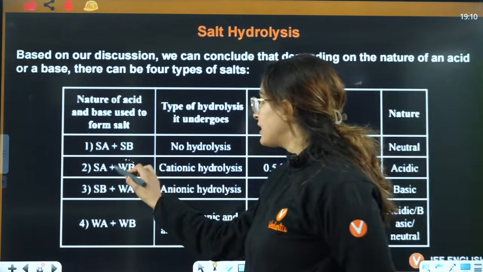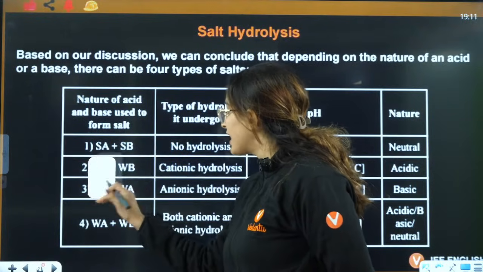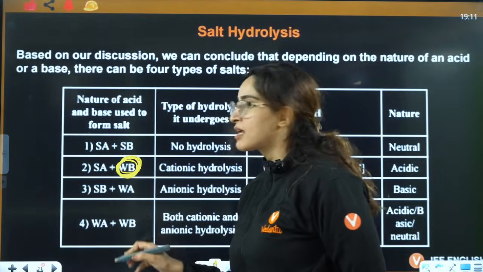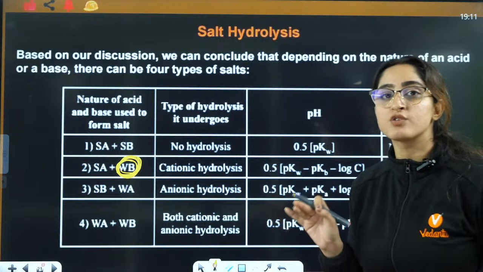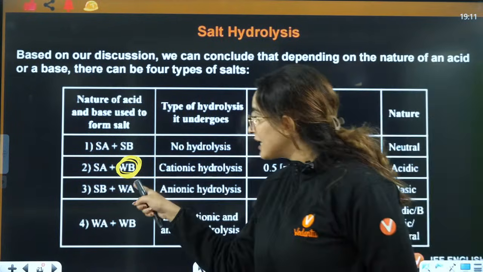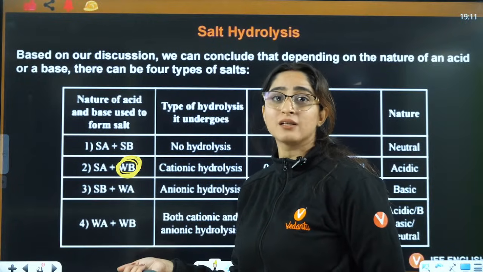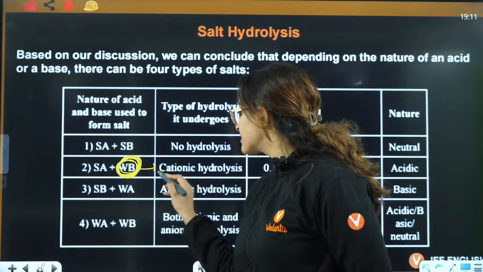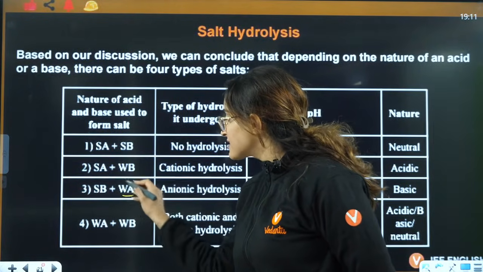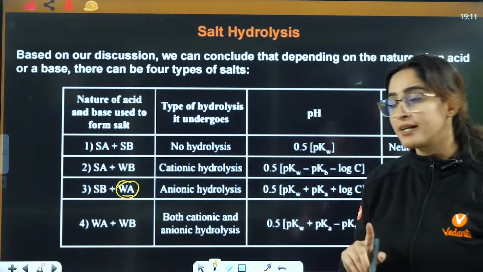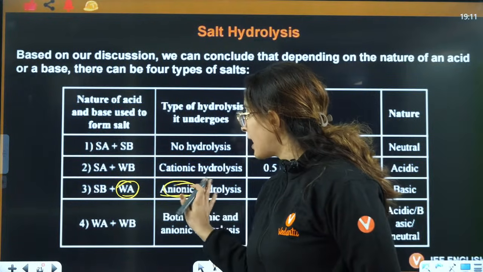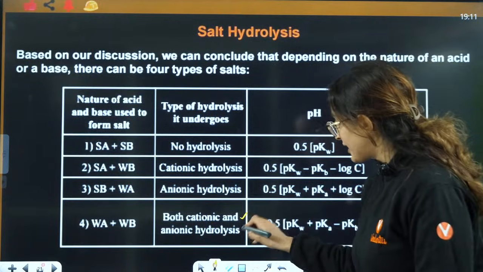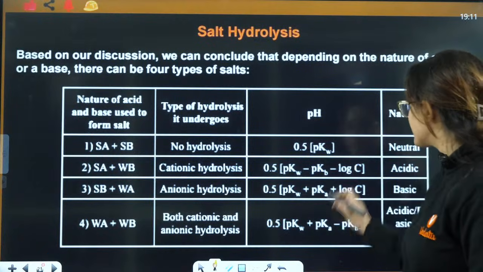If the base is weak, it is cationic hydrolysis. Why? Because in this case the cation coming from this base is the weak part, and the weak part is the cation, and that's why the cation is doing the hydrolysis with the water, right? And that is the reason it is called cationic. When the acid is weak, you have the anion of the acid doing hydrolysis, so it is anionic hydrolysis, right? When weak acid and weak base are both there, it is called both cationic and anionic hydrolysis.